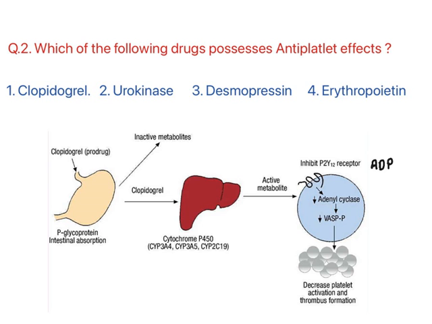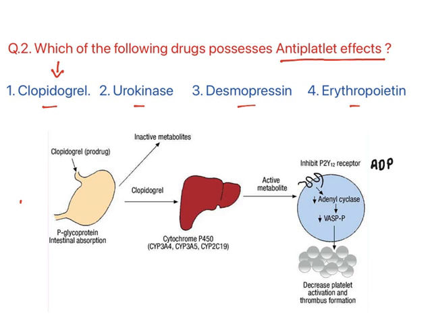In GPAT you have questions in this category, a direct question related either to classification or to receptor type, but most of the questions are concept oriented. Moving further, the next one: which of the following drugs possesses antiplatelet effects? Again, this is a direct question about classification. The drugs are Clopidogrel, Urokinase, Desmopressin and Erythropoietin. Out of these four, Clopidogrel is an antiplatelet drug.